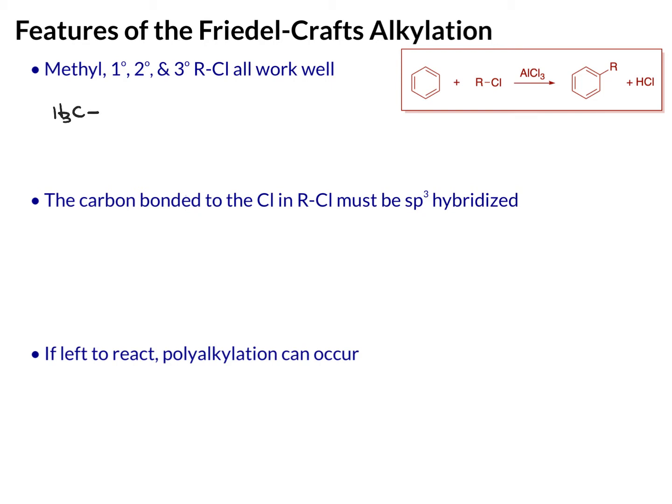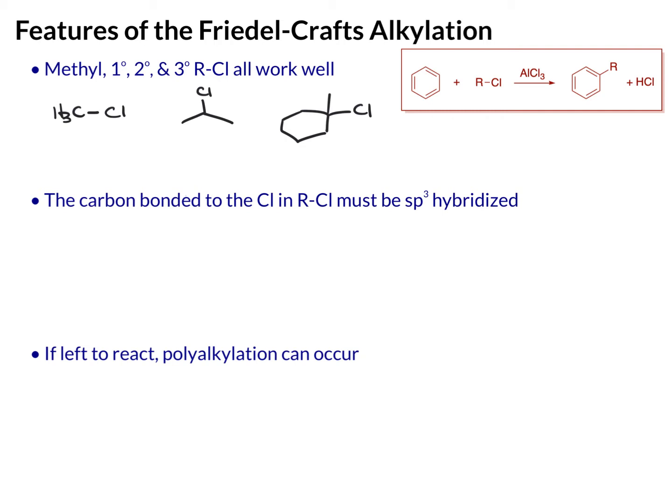So things like, here's a methyl chloride, here's a secondary chloride, and here's a tertiary chloride. All of these would work in the Friedel-Crafts alkylation.